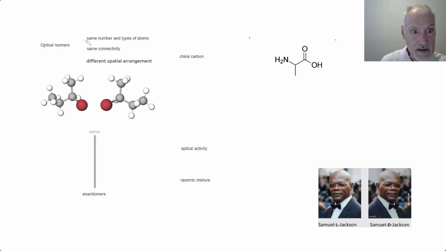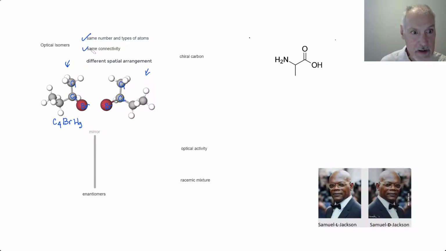What I mean by that is they have the same number and types of atoms. So here an example of what we call optical isomers. Both of these particular molecules have 4 carbons in them. They have a bromine in them, and they also have 9 hydrogens. So they share that. In terms of connectivity, that's carbon number 1, carbon number 2. The bromine is attached to carbon number 2 in both of these particular molecules.